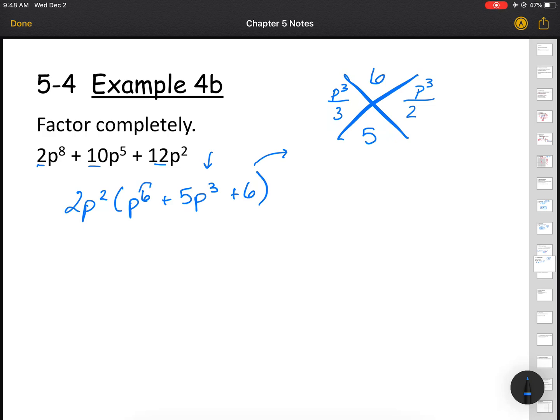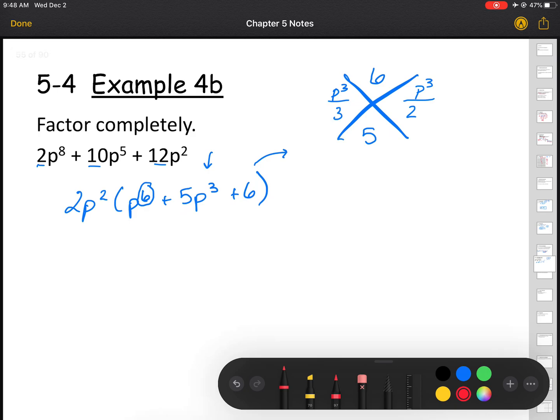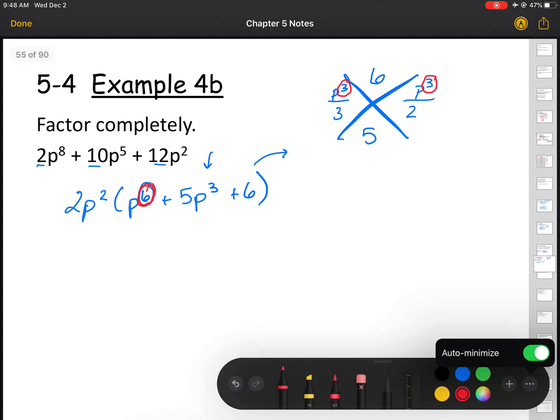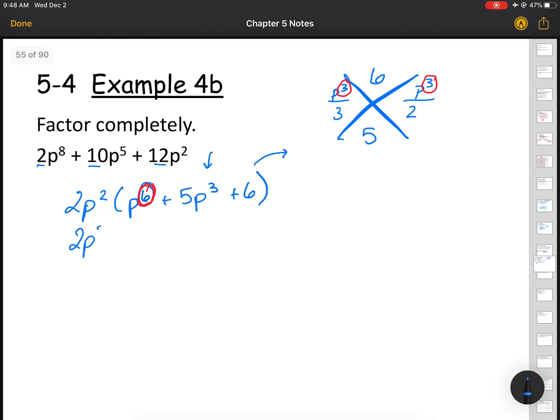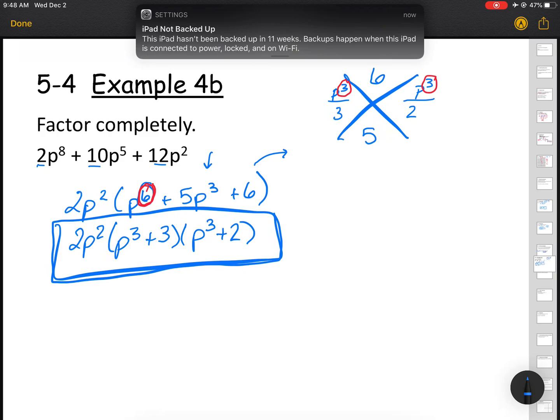So that 6 is coming from right here. So I'm going to make it split in half, because I'm going to have 2 factors. Okay, outline that a little bit better. So I'm going to drop down this 2p squared. And then my first factor is going to be p to the third power plus 3. And then my second factor is p to the third power plus 2. And that's actually factored all the way down completely here. Okay?